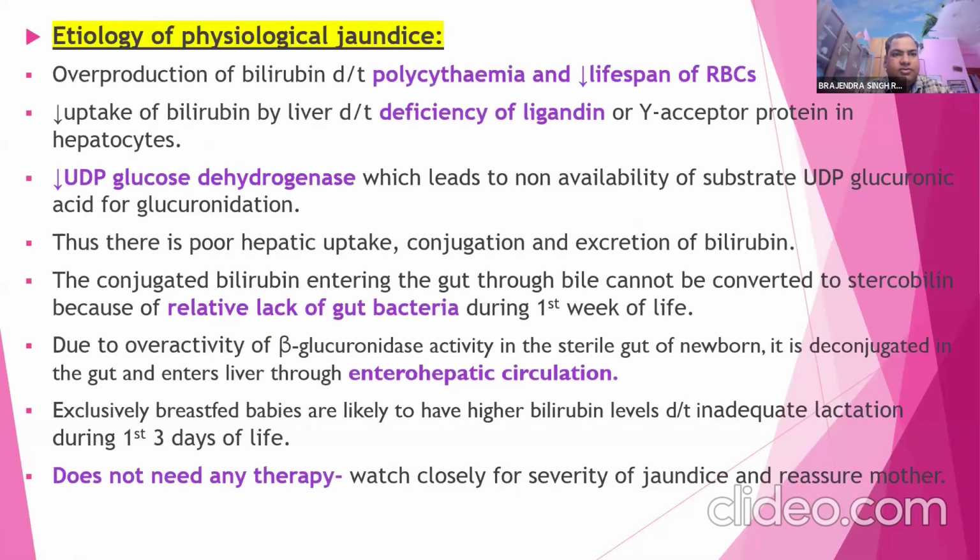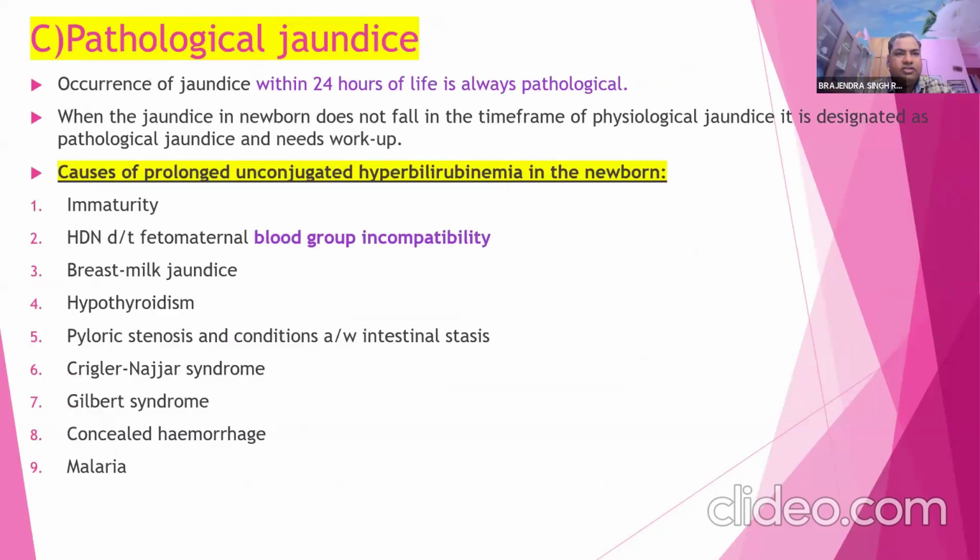In case of etiology of physiological jaundice, these are the common etiologies. We will not discuss in detail because this class is totally for practical and skill purposes. So these are the common causes. I will share all the theory part with you to read and learn, but we will discuss here more and more practical points. This is the pathological jaundice cause.